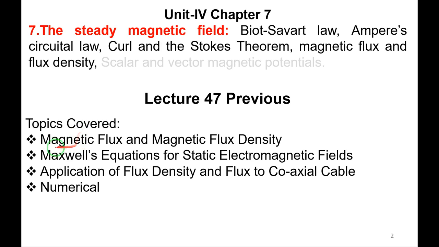In the previous lecture, we have seen the magnetic flux and magnetic flux density, right? The concept of this and how to find out the magnetic flux we have seen, and what is the relationship between magnetic flux and magnetic flux density, phi and B. Then we have listed out the Maxwell's equations for the static electromagnetic fields, right? So in both integral form as well as differential form, also called as point form, right?